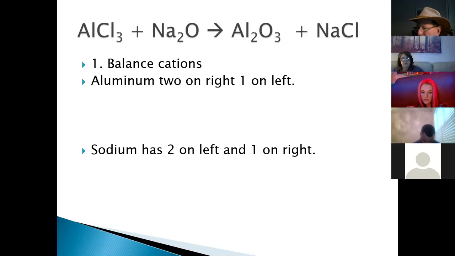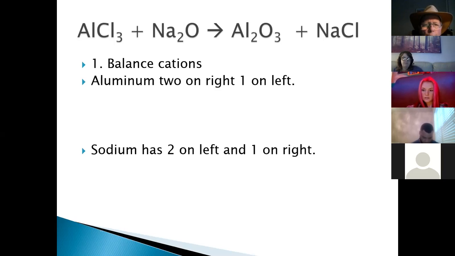Okay, I have my second reaction we're going to do. Okay, Hayden, how many aluminums do we have on the left? On the left, there's only 1. 1 coefficient times 1 subscript, there's only 1. How many are on the right? On the right, there's 2. 1 coefficient times 2 subscript.